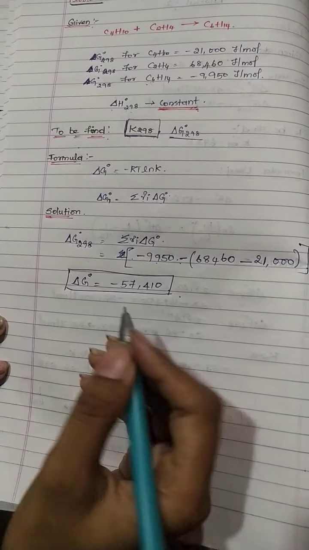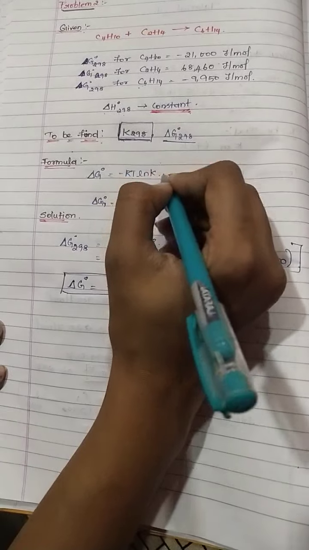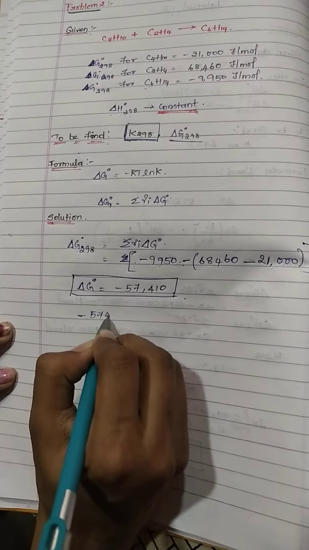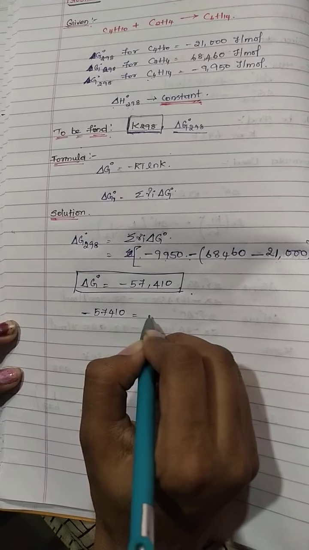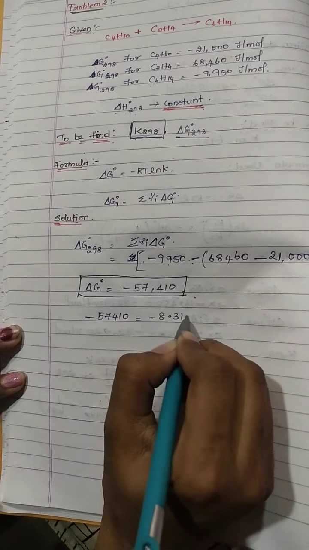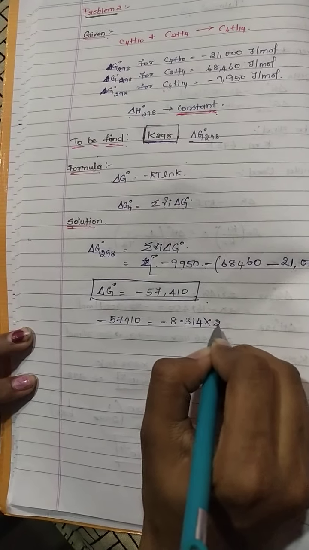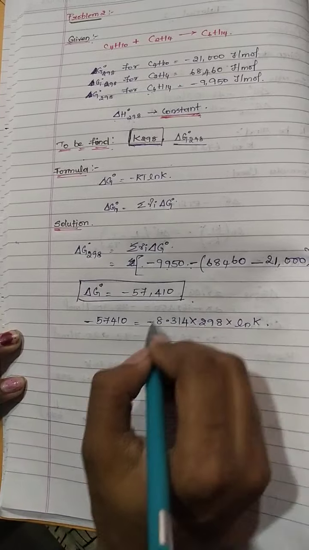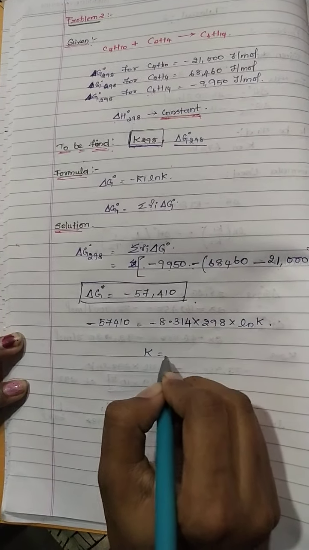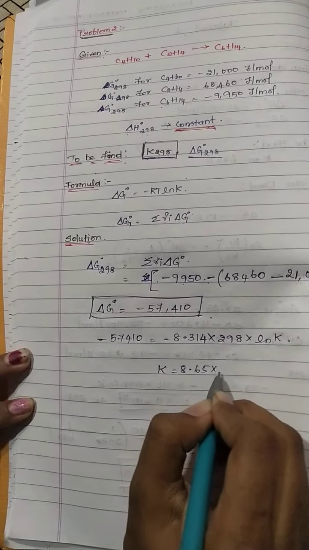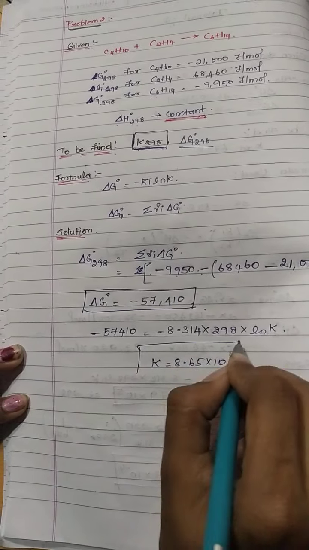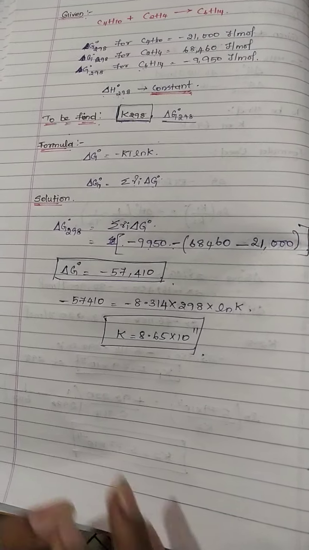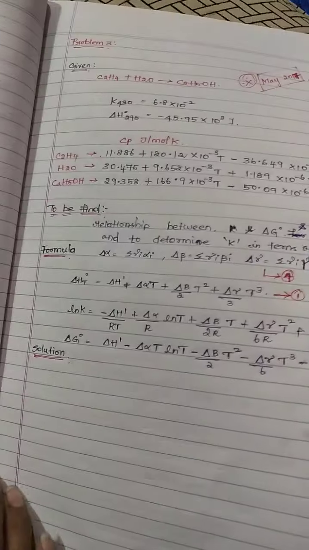Okay. So using this del G naught, you can find the rate constant at 298 Kelvin. So minus 57410 will be equal to minus 8.314 into temperature, which is 298 Kelvin, into ln K. By simplifying this equation, my K will be equal to 8.65 into 10 power 11. So this is the answer. It is very simple. Okay.